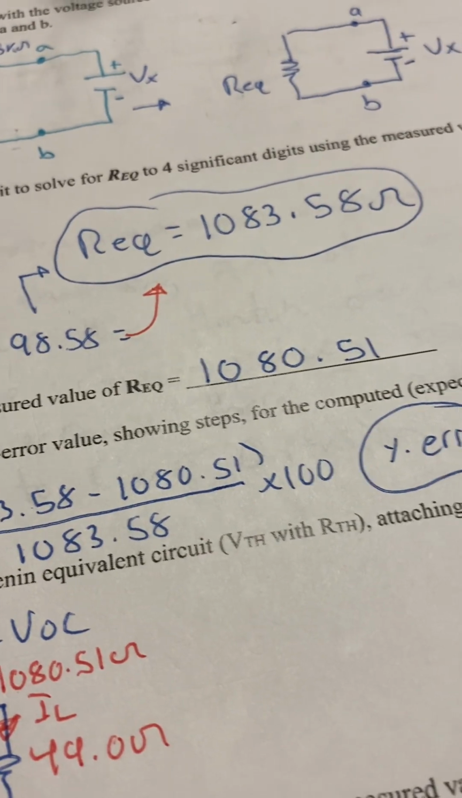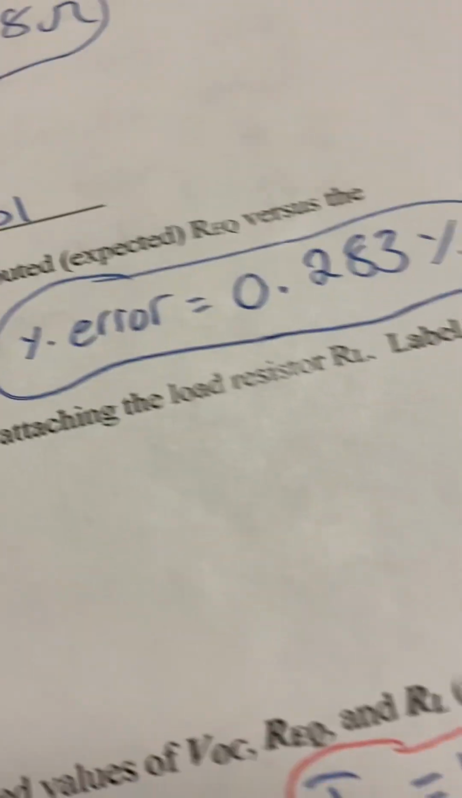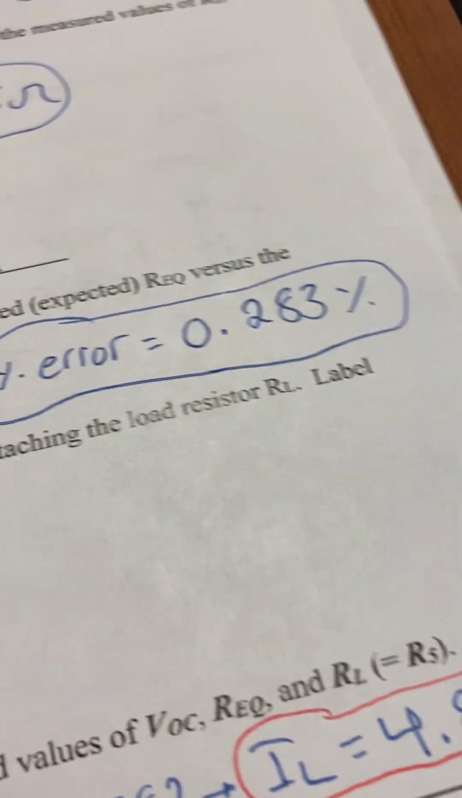Our RTH is 1083. And then my measured resistance from here, I got to be 1080.51. So there's a small percent error there.